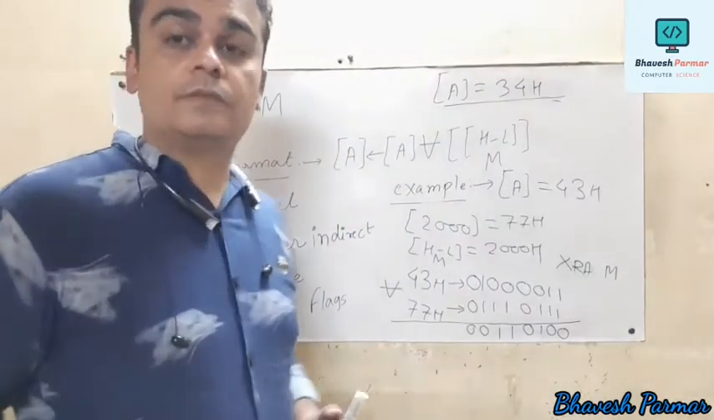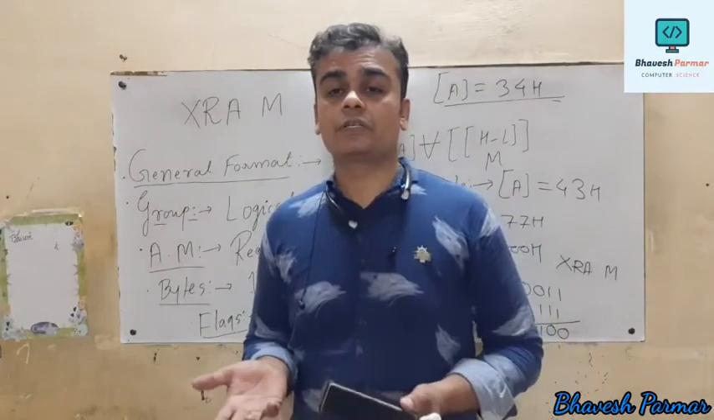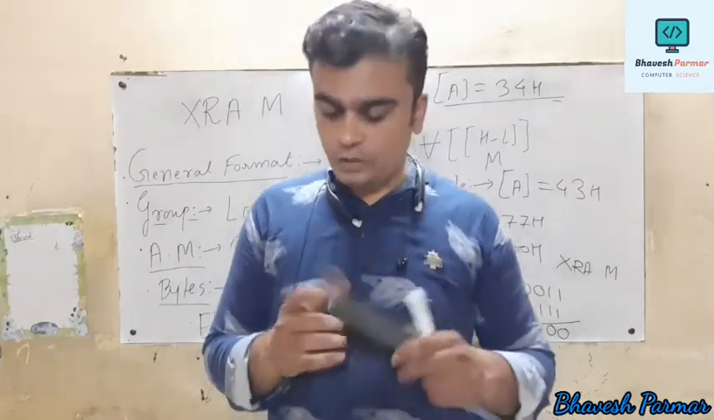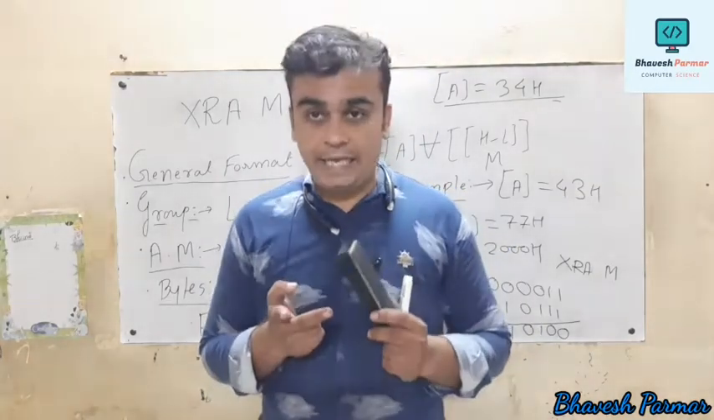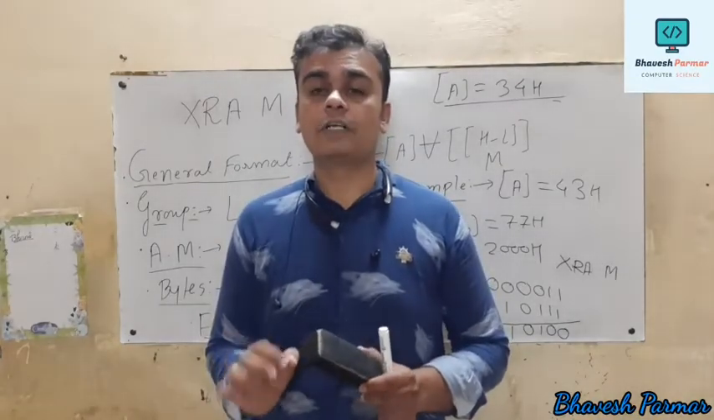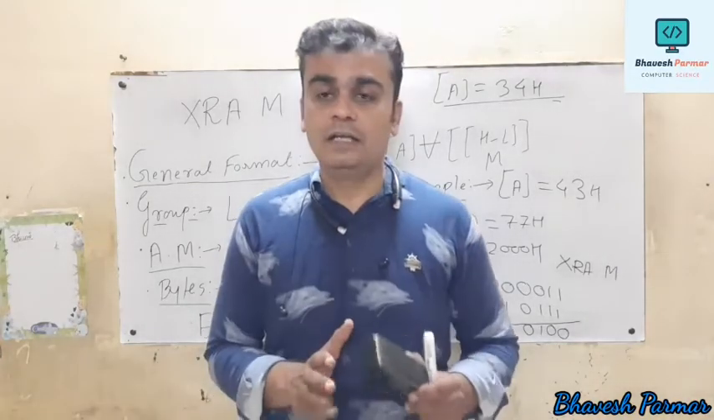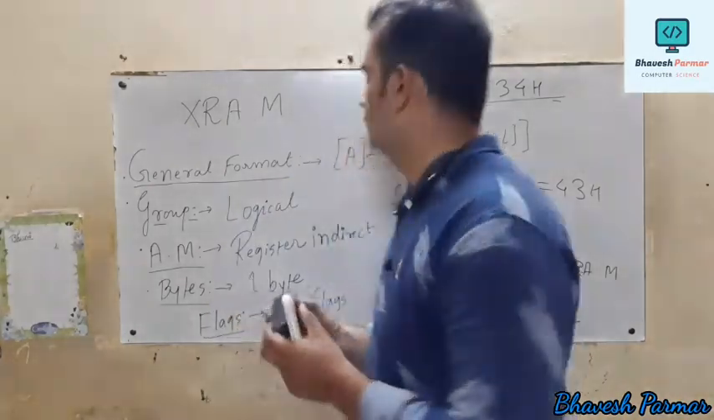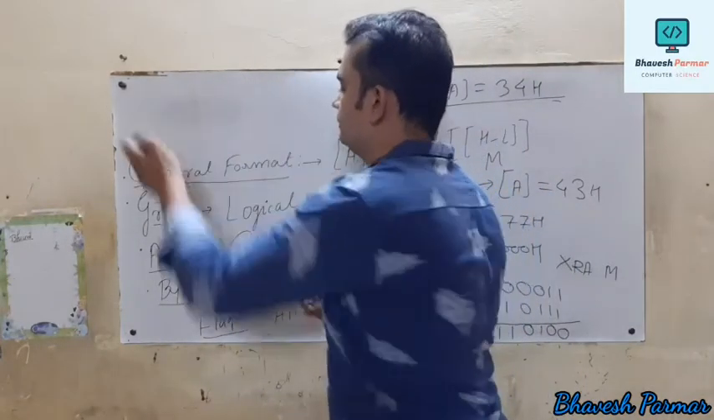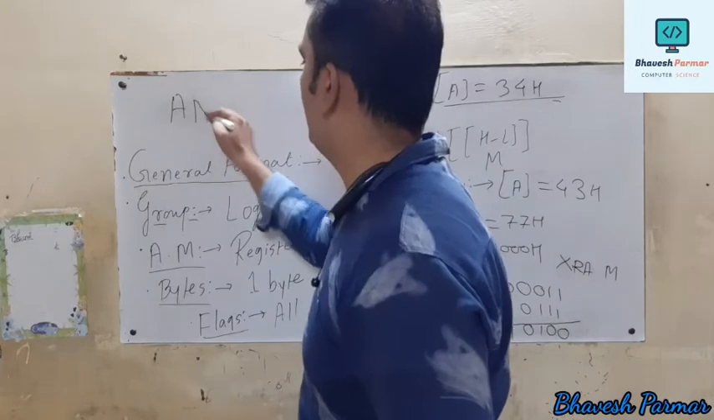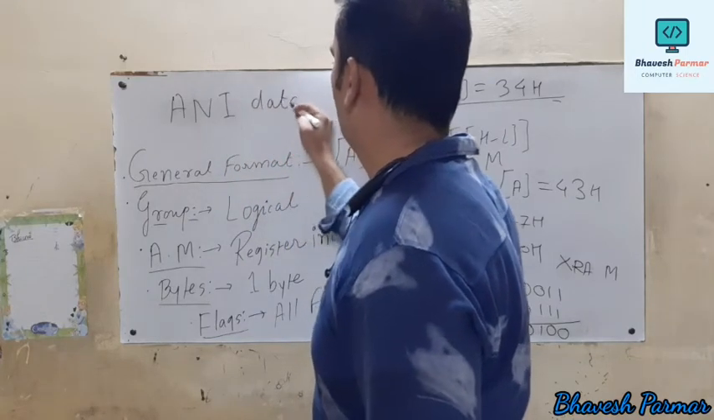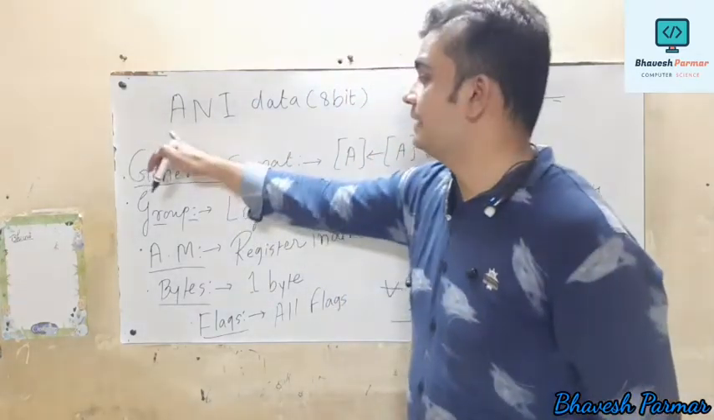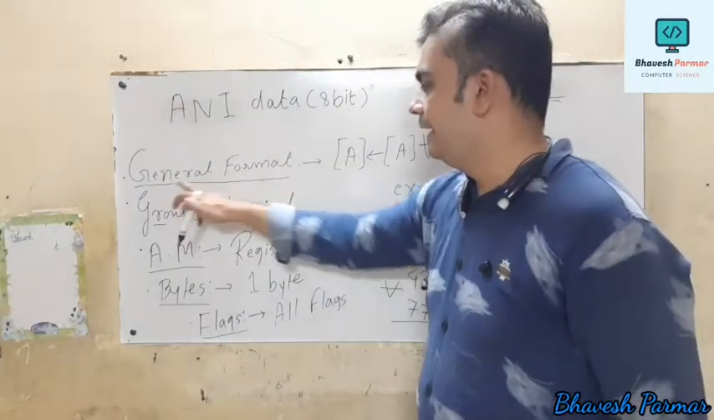Is that clear? Now we are going to move to the next instruction, that is logical AND operation with data. We have discussed logical AND operation with register and with memory. Now we are going to focus on logical AND operation with data. The same instruction we have to study for logical OR and logical exclusive OR. So my next instruction will be ANI data, and we know that data should always be in 8-bit form. So my instruction is ANI data, that is 8-bit in general format.